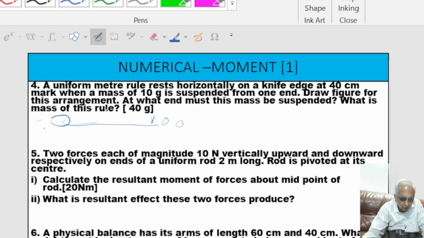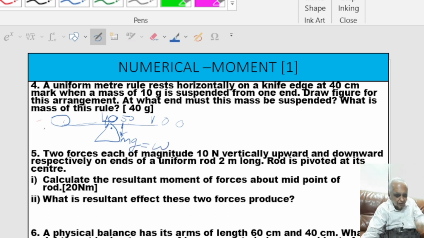Now it is supported at 40, so 40 would be somewhere here. I write 40 centimeter here, and here I have my knife edge. Now the weight will act at 50, so this is 50 centimeter. Here my weight mg will act. This is the weight of the ruler, acting at 50.